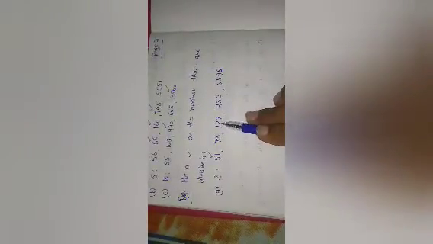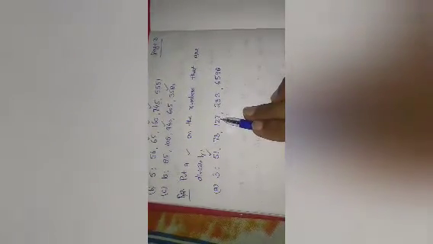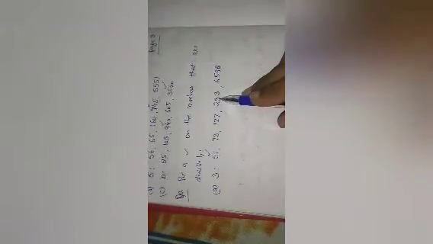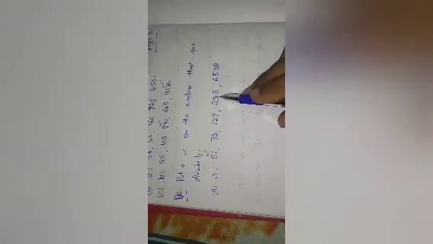Okay. Then after that, another number given is 127. If we add it, 1 plus 2 is 3, 3 plus 7 is equal to 10. 10 is also not divisible by 3. It means 127 is not divisible by 3. Clear, students? Then after that, another number given is 233. If we add the digits, 2 plus 3 is equal to 5, 5 plus 3 is equal to 8. 8 is not divisible by 3. It means 233 is not divisible by 3.